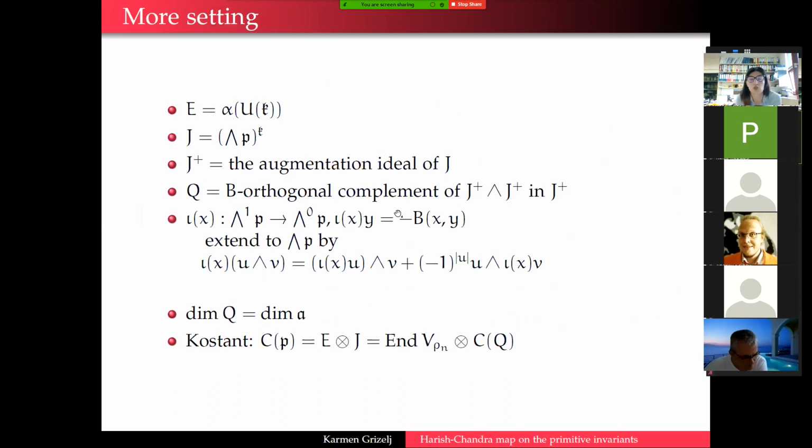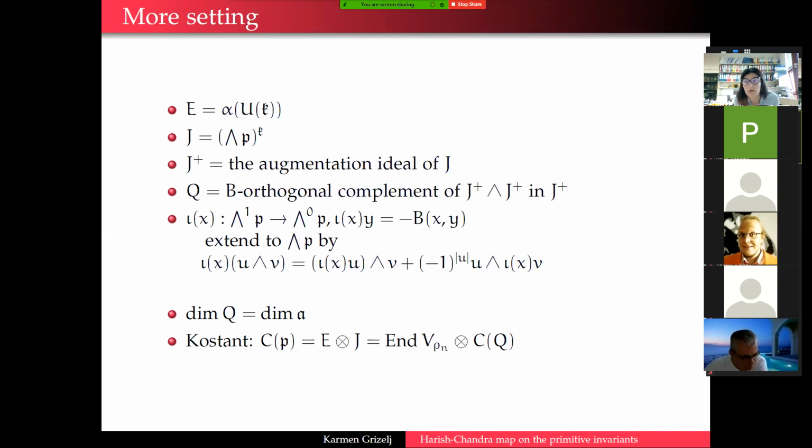Okay, now where was I? Okay. So we define this contraction operator on P, and then we can extend it to the whole exterior algebra by using this rule. So we actually want to get a derivation. Here, this guy denotes the degree, in the gradation, the degree of U.